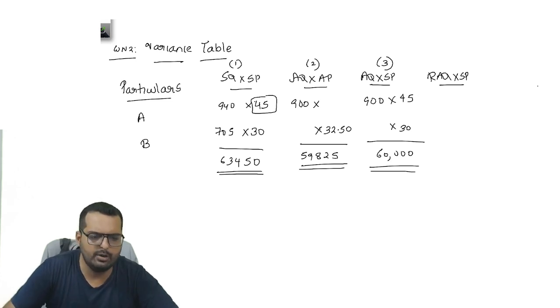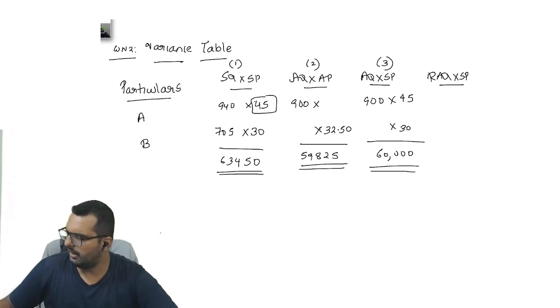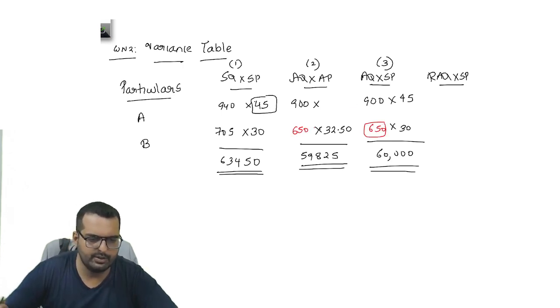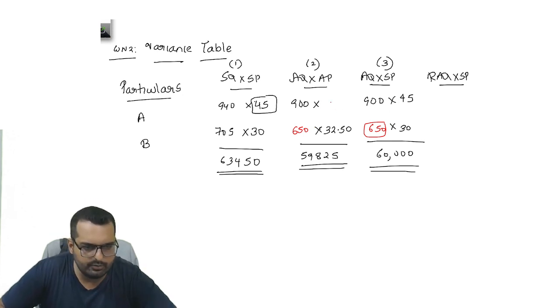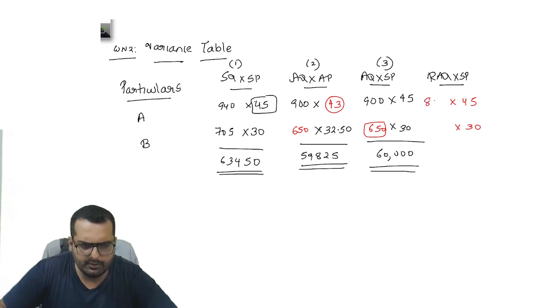I can now do a backward working to find out the AQ. Am I right? How do I find out the AQ now? It will be 900 into 45 minus 60,000 will give you 19,500, divided by 30 will give you 650. So I'll put the same 650 here again. The moment I put 650 over here into 32.5 minus 59,825 divided by 900 will give me AQ of this one as 43. Here I'll get 45 and here I'll get 30, and the RAQ will be 900 plus 650 divided by 14 into 8. I'll get 885 over here or 886.